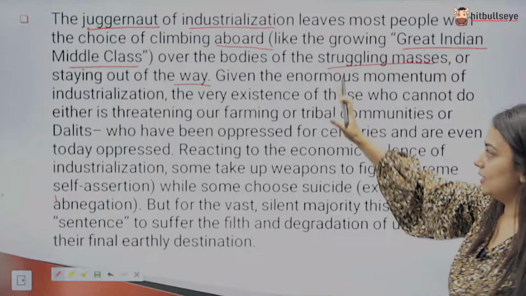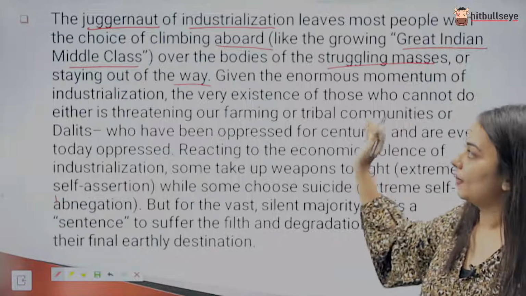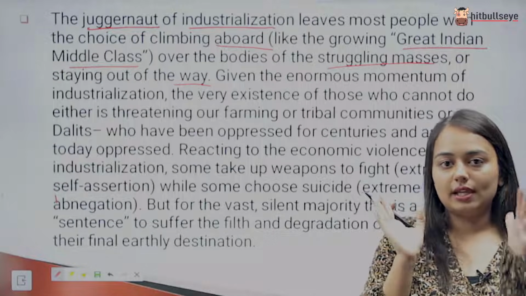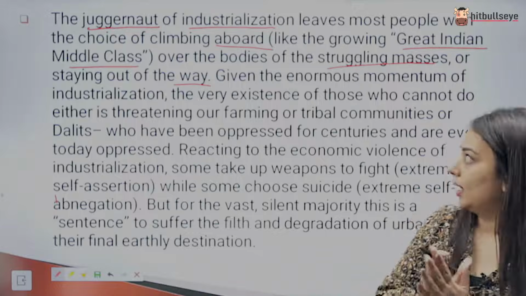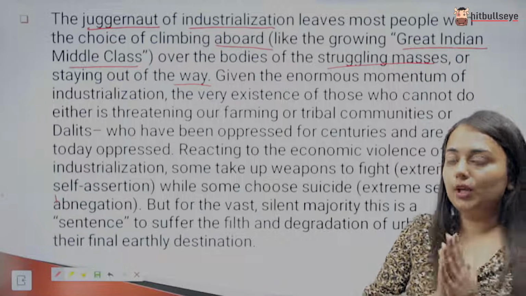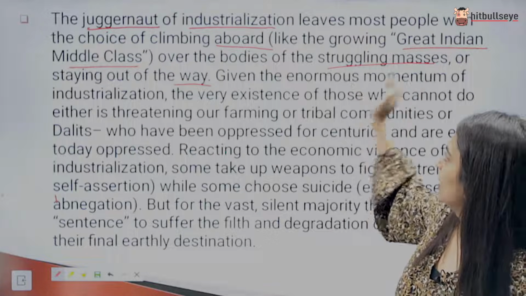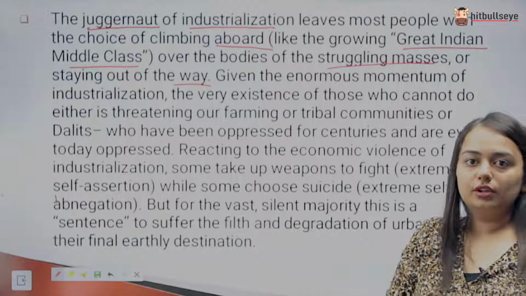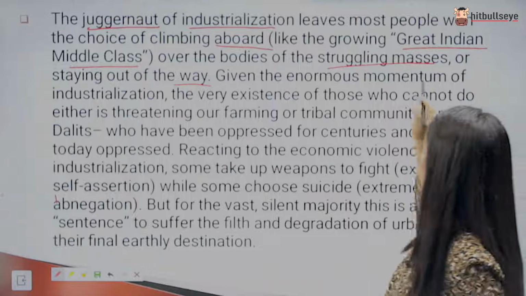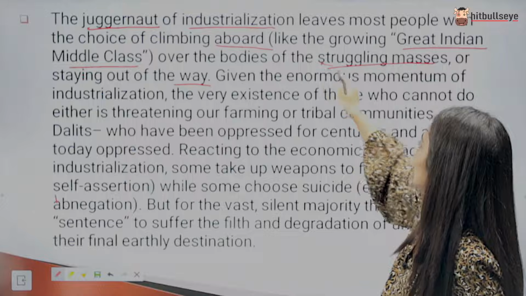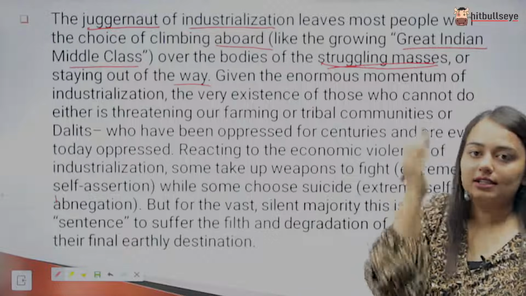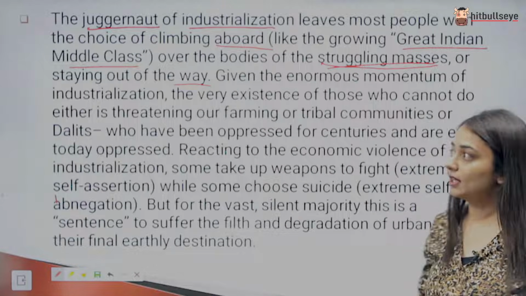तो अब इस industrialization का result क्या है? There are basically the society is divided into two sections. The first section, what is it doing? They are climbing over, as in they are going with the flow. They are climbing over the struggling masses, which means they are not considering the problem of the struggling masses.